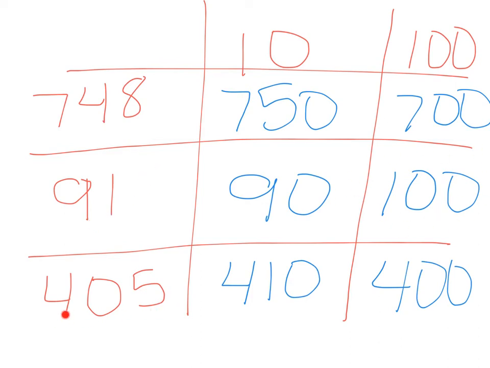When I look at 405, if I'm rounding to the nearest 10, there's nothing in the tens place, but I have a 5 here in the ones place, and if there's a 5, I always round up. So the next 10 for 405 would be 410. And when I round to the nearest 100, I have a 4 in the hundreds place, 0 in the tens place. I'm going to round down to 400.